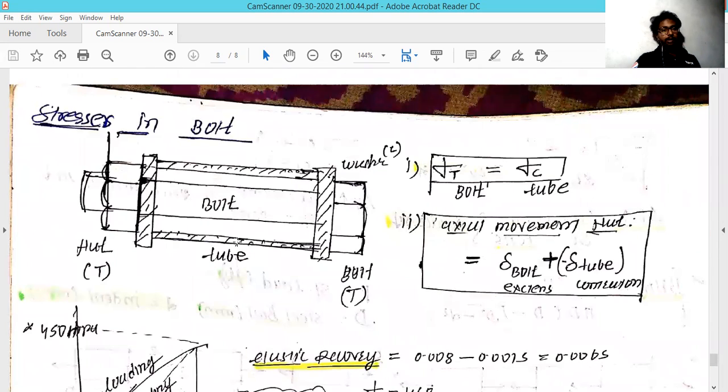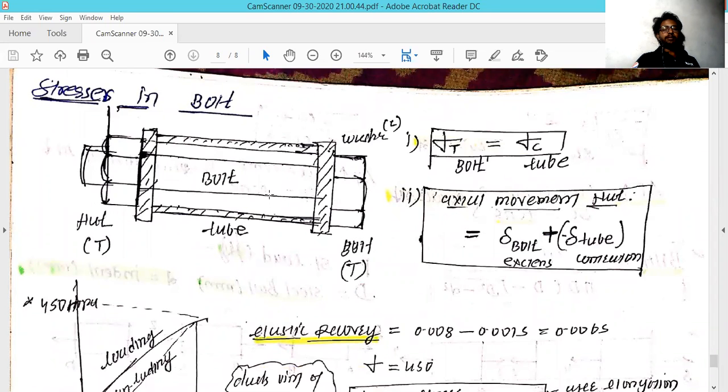Now we come to the final application, which is a very common one: a nut and bolt. In this condition there will be a long nut placed inside the tube, and they use the nut to tighten up that bolt. It also contains two washers, one at each end, and in the separation there is a tube.